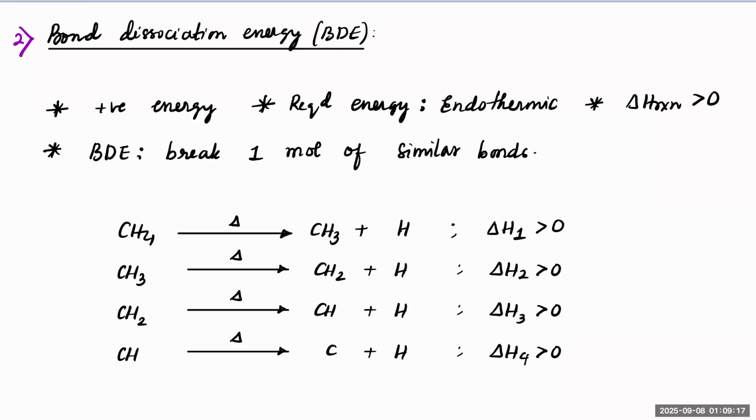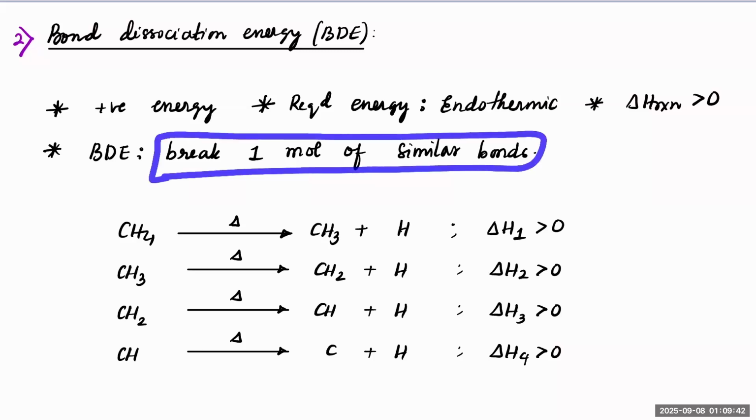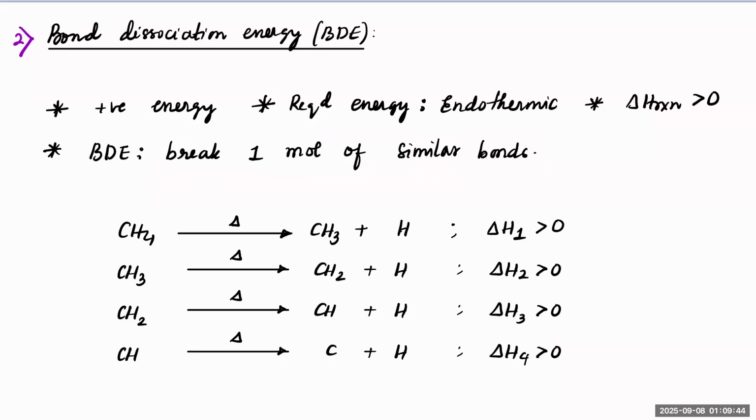When we are using the term bond dissociation energy, it implies how much energy is required to break a bond. Okay, so it is always a positive energy. That means energy is required here, right? It is endothermic, and delta H of the reaction is always positive. Okay, it is always about breaking 1 mole of similar bonds. That means we are talking about an average.